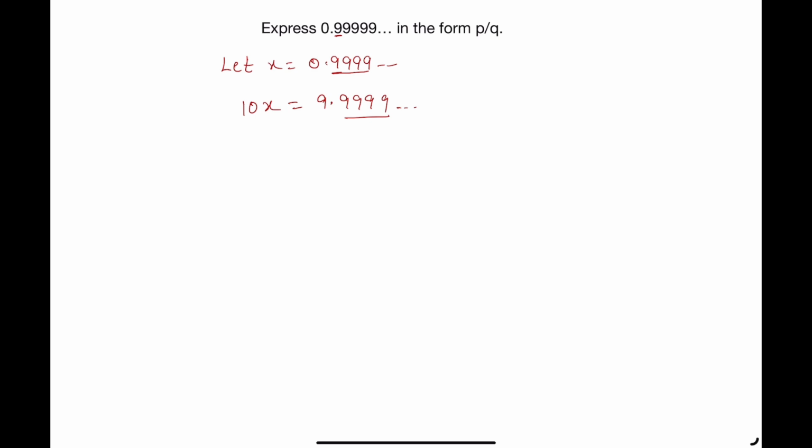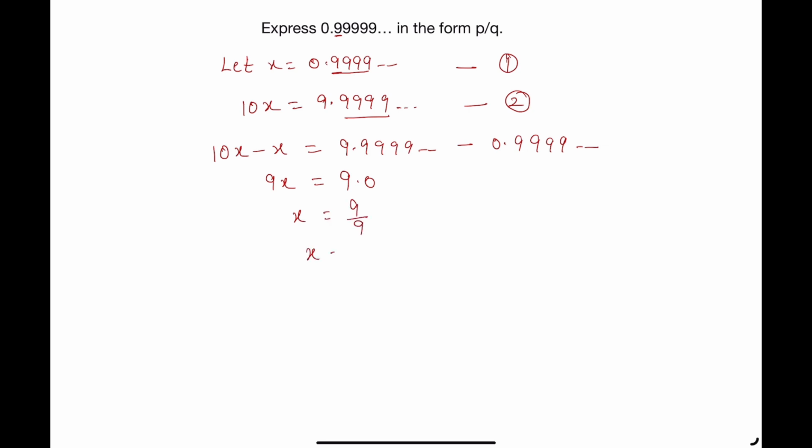If you notice, these parts are identical in both equations. If we say this is equation first and this is equation second, and we subtract equation first from equation second, then it will become 10x minus x equals 9.999 and so on minus 0.999 and so on. So it will become 9x equals 9, or we can say 9.0. So x equals 9 over 9. It means x equals 1.